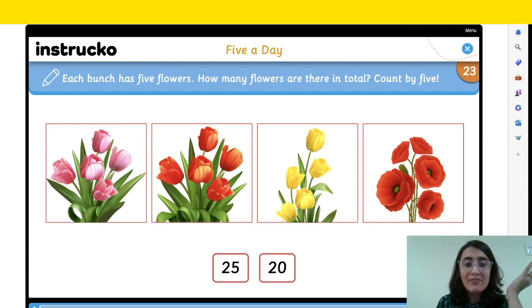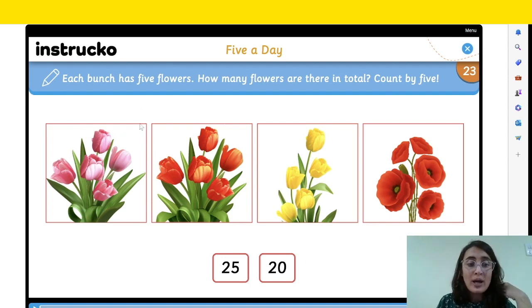Oh, now we have a bunch of flowers. Now we have to count how many flowers are there in total. So first we will count. See, it is saying each bunch has 5 flowers. So see, 1, 2, 3, 4, 5. 5 flowers here. Then again 1, 2, 3, 4, 5. 5 flowers here. Then again 1, 2, 3, 4, 5. 5 flowers. And now let's count the red flowers again. 1, 2, 3, 4, 5. So in each bunch we have 5 flowers. Now we have to tell in total we have how many flowers?